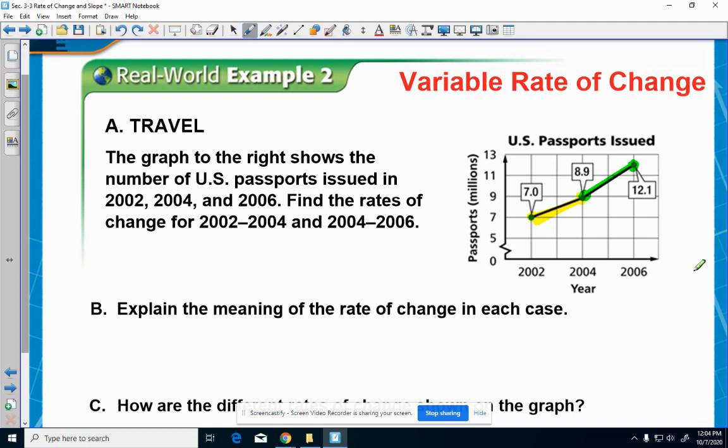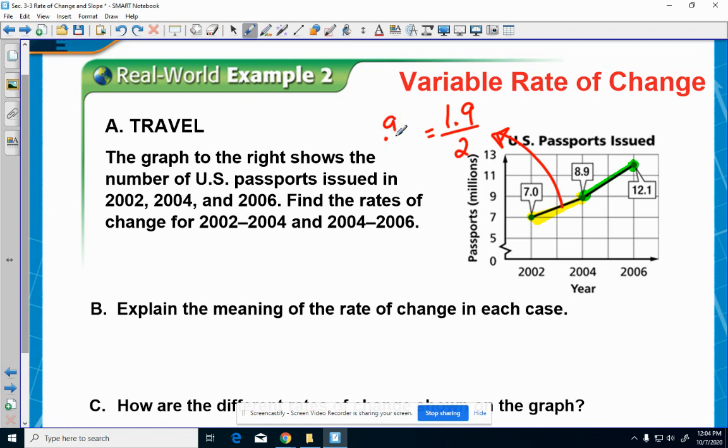So what are the X values? That's terrible handwriting. Look down. Okay. So we could safely just call that 4 minus 2. I mean, we don't really need to write 2004 and 2002. So how about the yellow one? What is the rate of change there? Quinn, you got it? 1.9 over what? Okay, so if we did 8.9 minus 7, we would get 1.9 over 2.